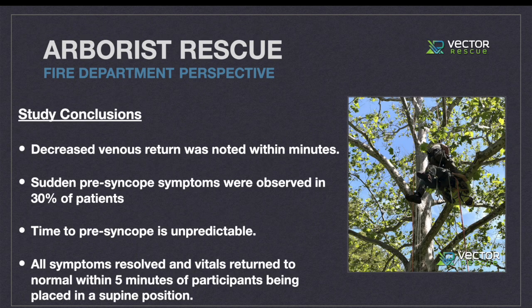What they found was pretty amazing. They noted a decreased venous return within minutes of hanging suspended without movement. And in 30% of the volunteers for this study, they found some very sudden pre-syncope symptoms almost immediately. They concluded that time to pre-syncope, meaning feeling like you're going to pass out, was very unpredictable. But the biggest takeaway for us as rescuers should be that all symptoms resolved and all the volunteers' vital signs returned to normal within 5 minutes of being placed in a supine position.